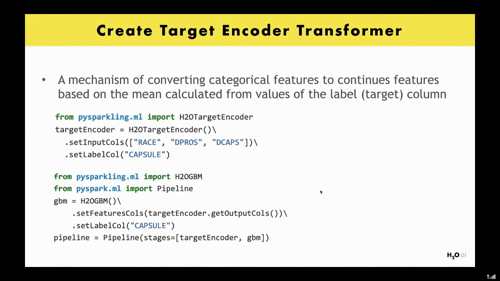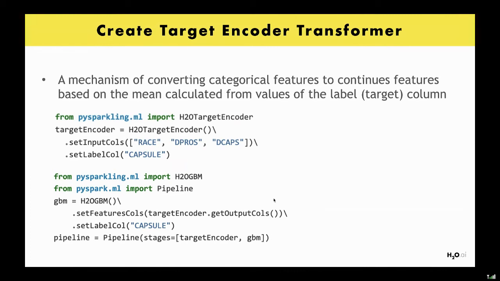So how does it look in PySparkling? Again, here I'm importing the H2O target encoder. I'm specifying input columns and a label column. The input column is usually categorical, and I want to target encode this column into multiple columns of continuous features.